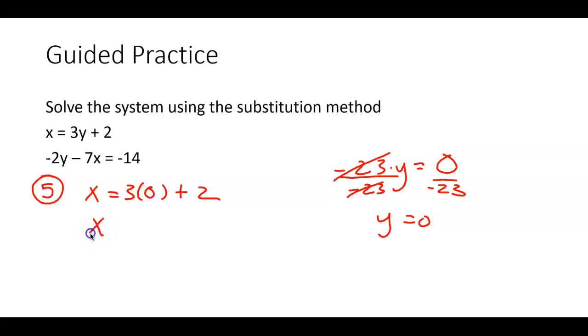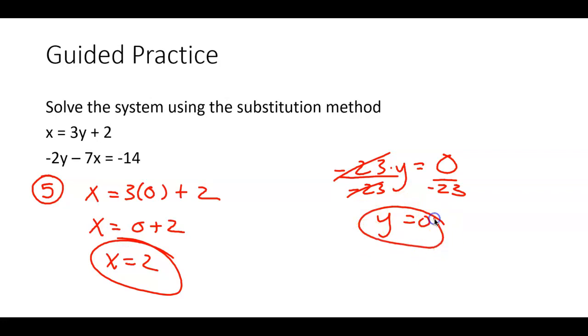All right, so 3 times 0 is 0, and 0 plus 2 is 2. So there's x, there's y. You can write your answer just like that, or you can write it as a point. This is where those two lines would cross if we were to graph them. Okay, so that's called the substitution method.